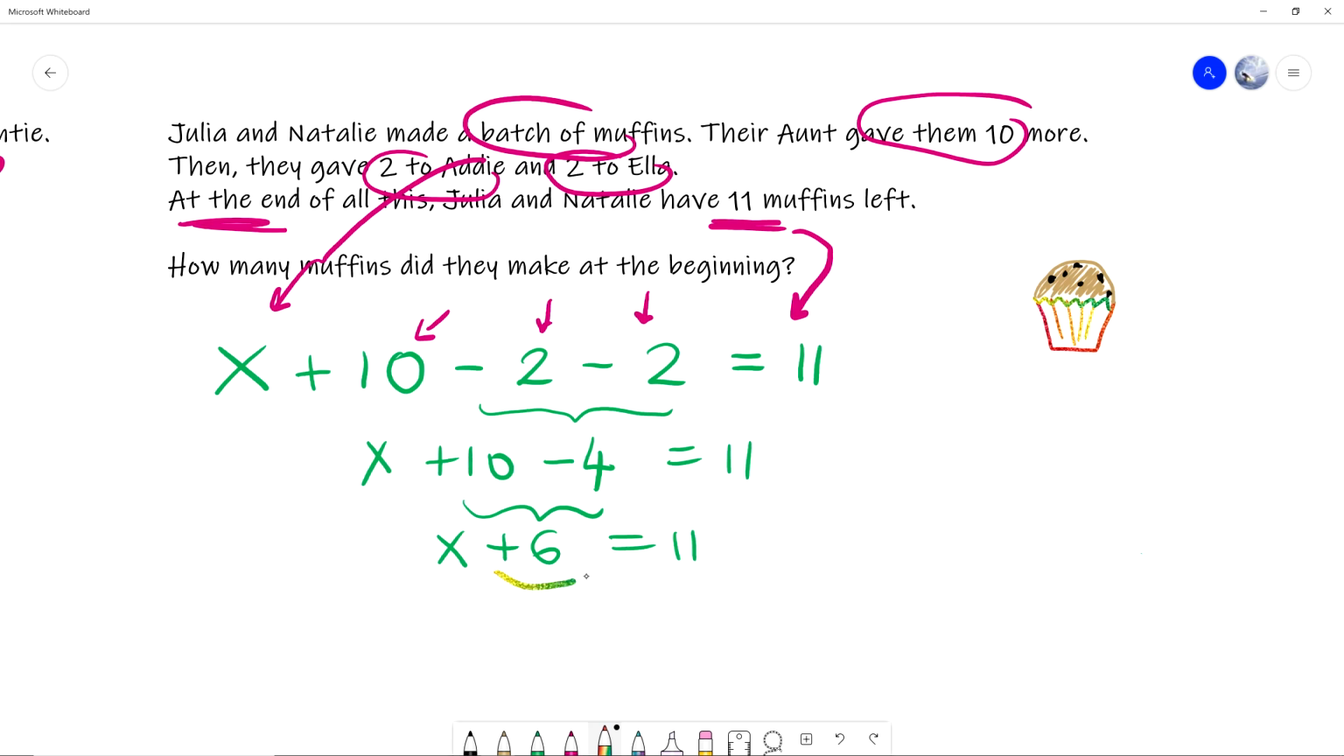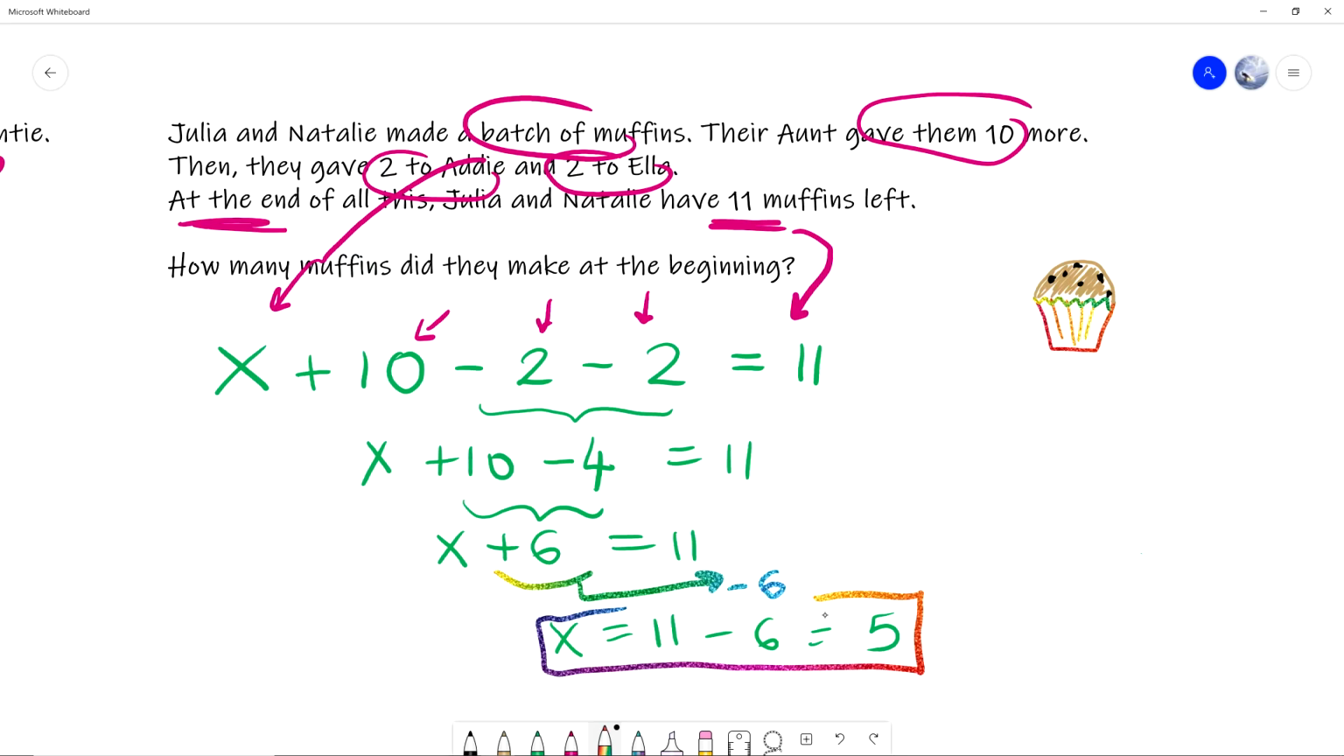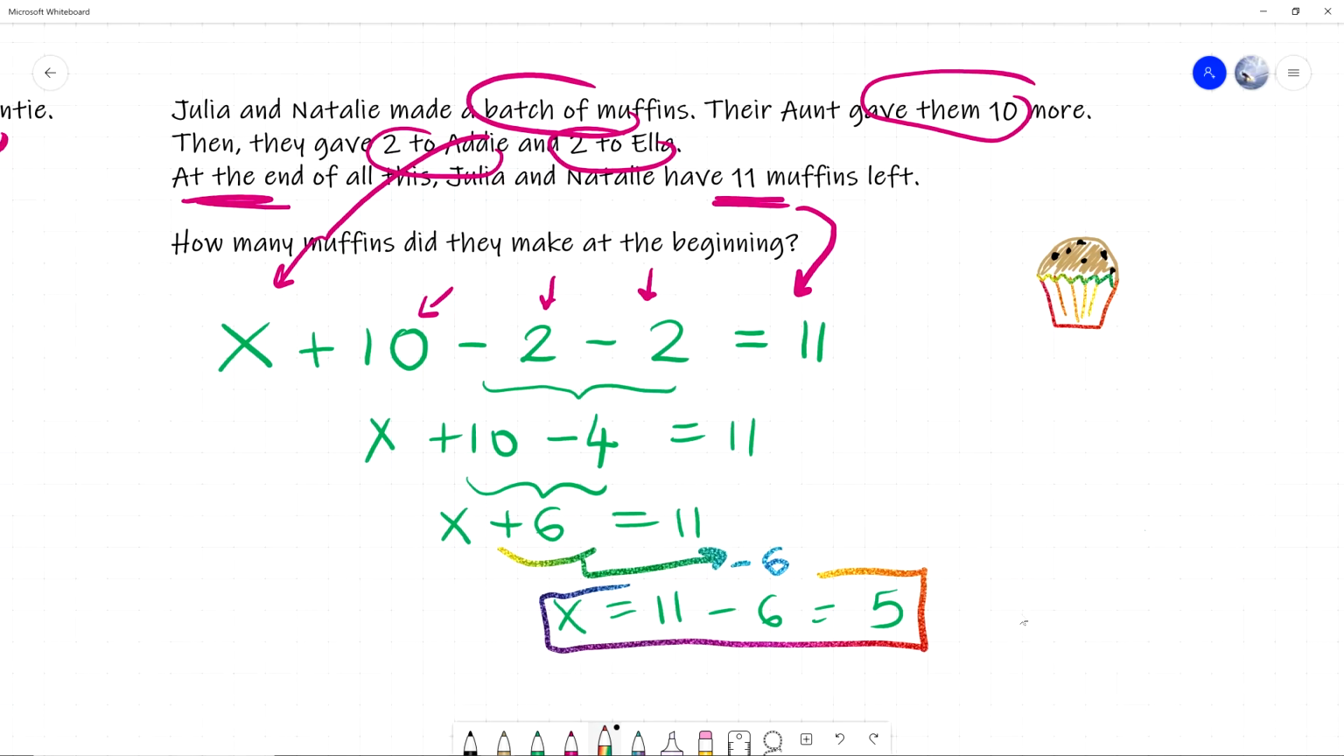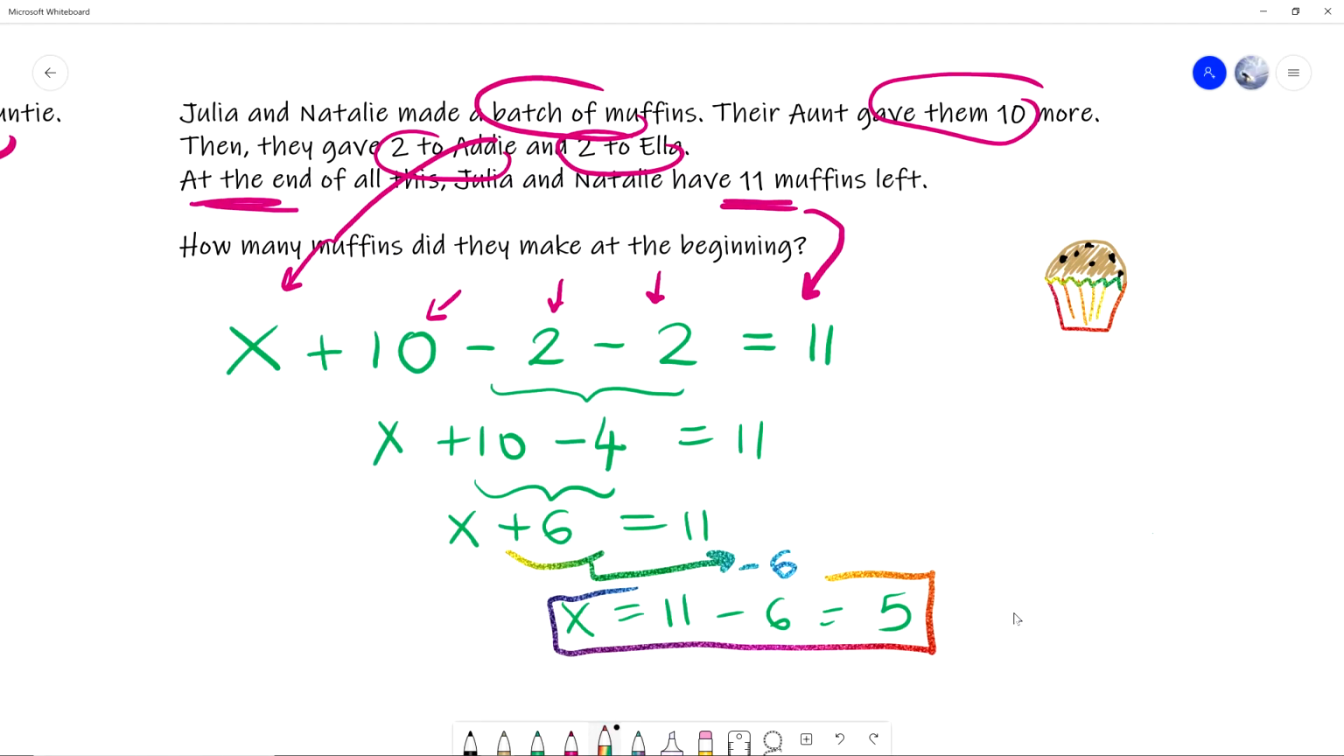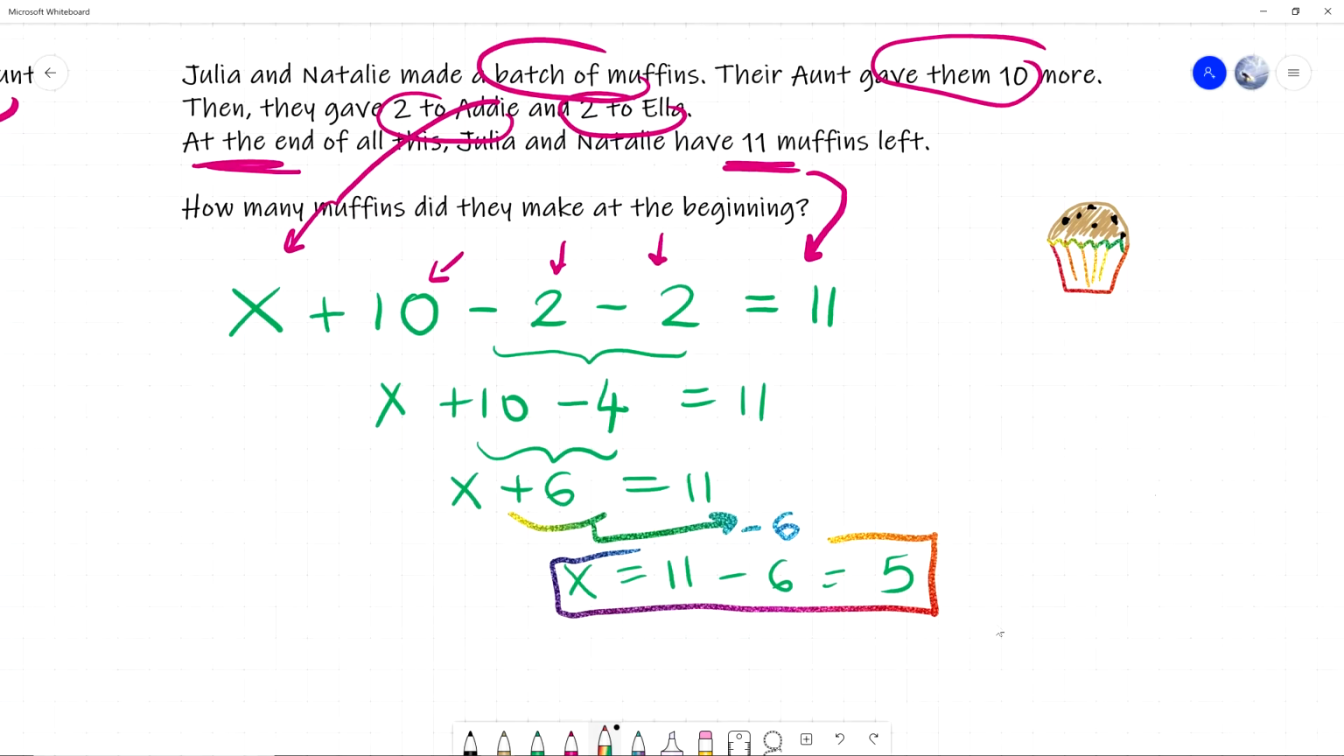We learned that when you have a plus 6 on one side of the equation, it can go to the other side as minus 6, which is the same as subtracting 6 from both sides of the equation. So x is 11 minus 6, which is 5. So that is the solution, x is 5. So they made 5 muffins to begin with. Thank you so much, Maddy. That actually really isn't a batch of muffins, that's more like just 5 muffins. It was a very small tray of muffins. True, tray, not batch.